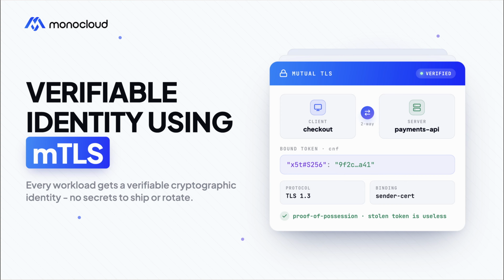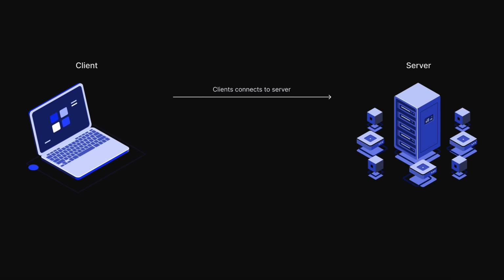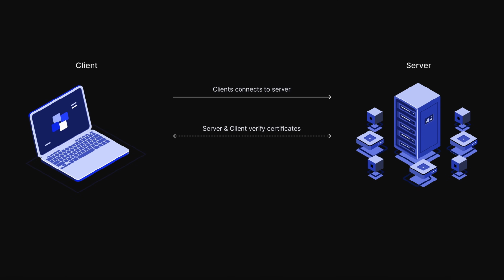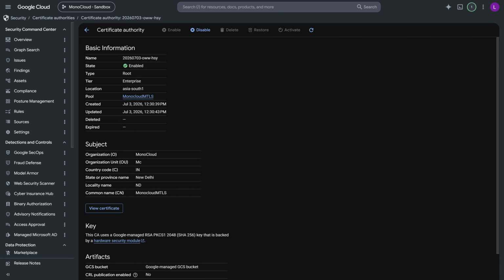MonoCloud supports workload identity using mutual TLS, so your workloads can authenticate using client certificates instead of static client secrets. Mutual TLS adds client certificate authentication to the standard TLS handshake. Both client and server validate each other's certificate chain against a trusted root CA and prove possession of their private keys. We need a root CA and a client certificate issued from that root.